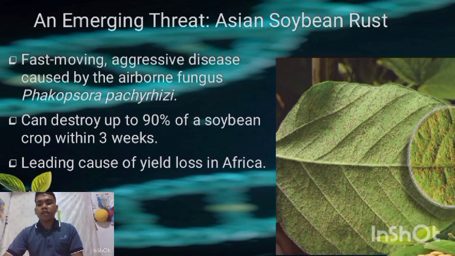And then the fast-moving, aggressive disease caused by the airborne fungus Phakopsora pachyrhizi can destroy up to 90% of the soybean crop within 3 weeks. So there is an emerging threat of Asian soybean rust, and in just 3 weeks it can destroy 90% of the soybean crop, a leading cause of yield loss in Africa.